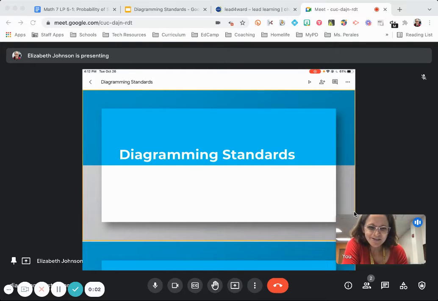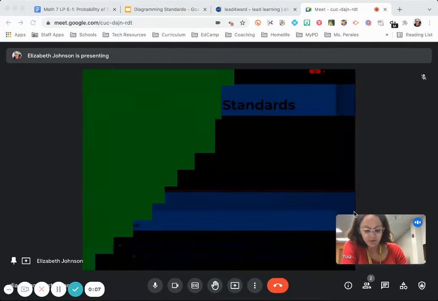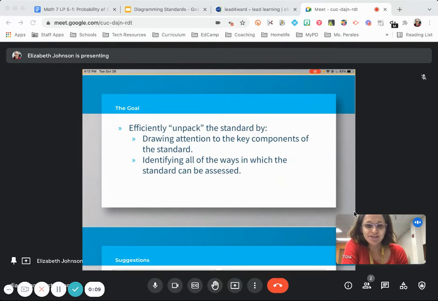Hello, so this is a short presentation on diagramming standards. The goal of diagramming standards is to efficiently unpack standards, basically by drawing attention to the key components of the standard and by considering as a group all the ways in which the standard could be assessed. So diagramming is just a really efficient and visual way to do that.